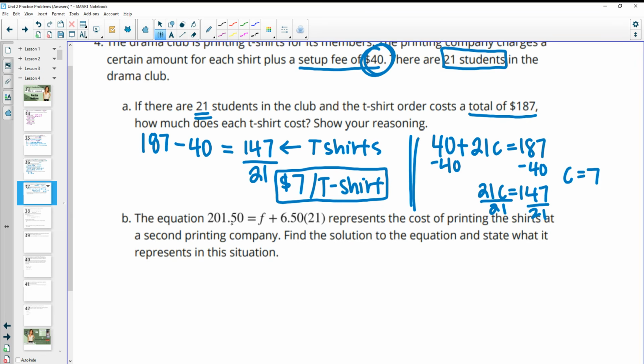Part B, if the equation 20150 equals F plus 650 times 21 represents the cost of printing the shirts at a second printing company, find the solution to the equation and state what it represents. So if we look at this, this is going to be the total, right? So this is our total cost.